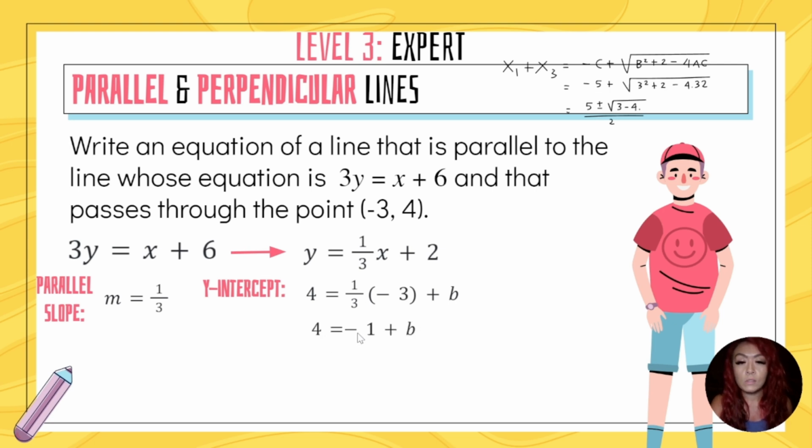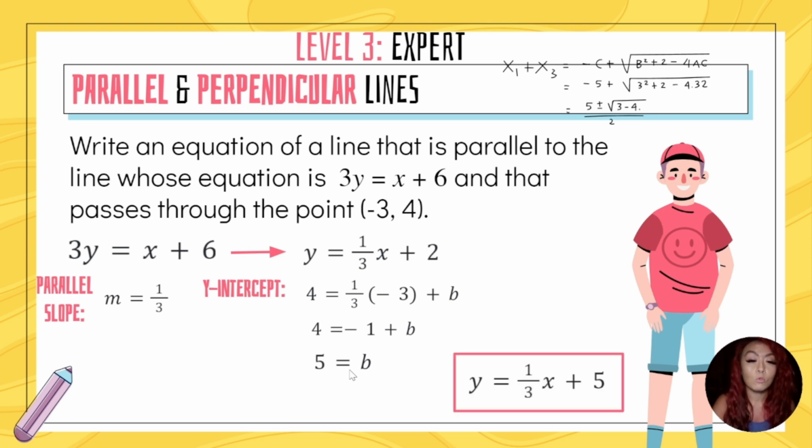So 4 equals -1, right? Because 1/3 times -3 is -1, plus b. Now we use inverse operations, add 1 to both sides. We get b equals 5. So now we have our parallel slope, which is 1/3, and our y-intercept, which is 5. Those are the two pieces of information that we need to write our equation. We just substitute for m and b, and we get y equals 1/3 x plus 5.